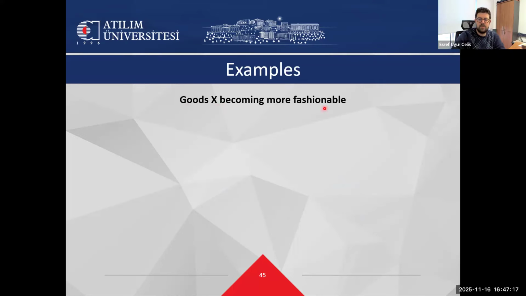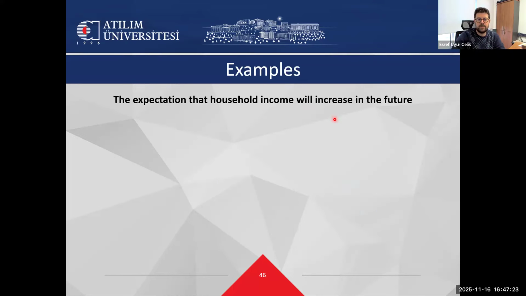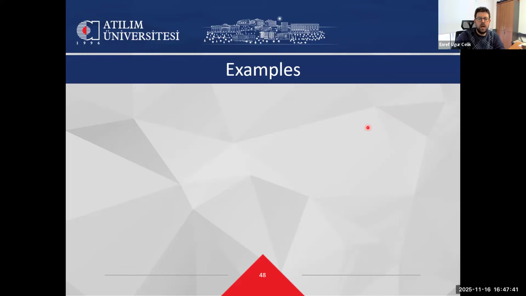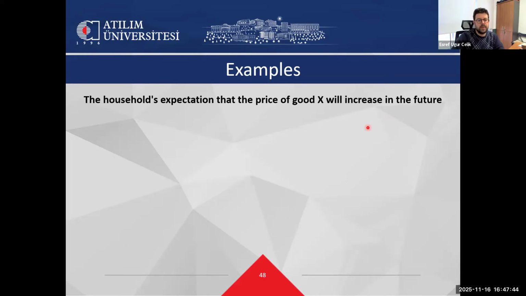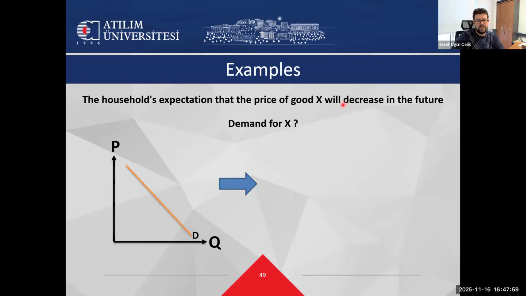Good X becoming more fashionable means the demand curve is shifting to the right. We can demand more. The expectation that household income will increase in the future means our demand is increasing, so the demand curve is shifting to the right. Vice versa. Households' expectation that the price of good X will increase in the future means we demand now, not later. The demand curve is shifting to the right. Never happened in Turkey.